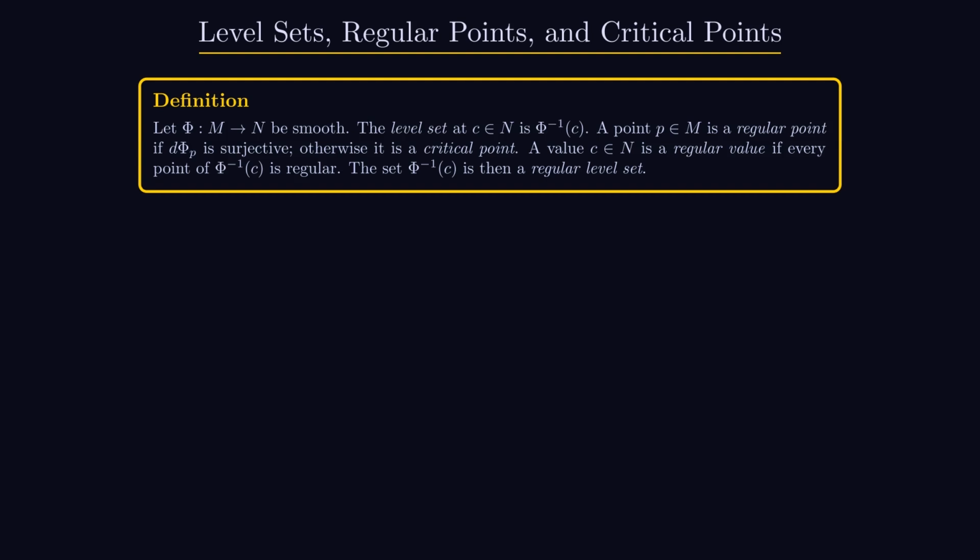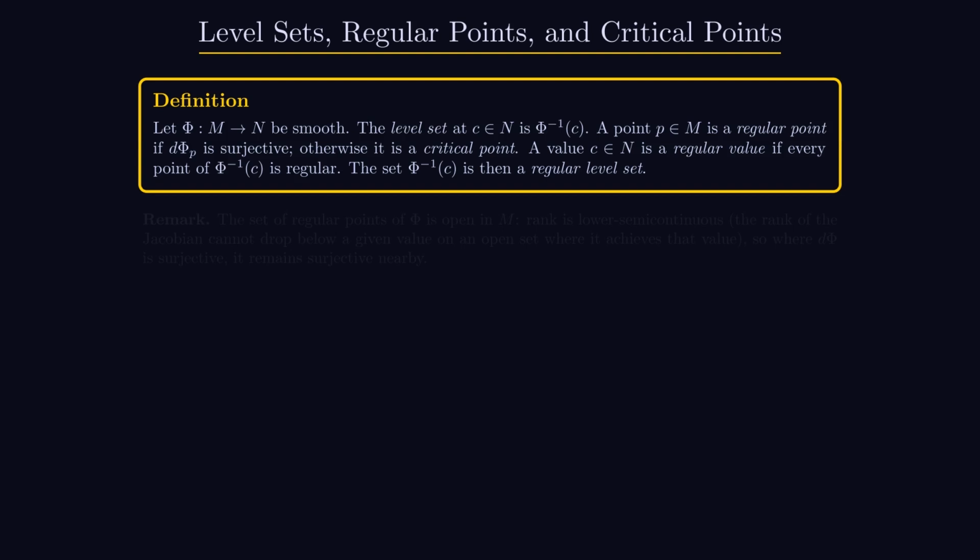A value C is a regular value if every point of its preimage is a regular point. The surjectivity condition holds throughout the level set. If the preimage is empty, C is vacuously a regular value. The set of regular points is open in M. The reason is that rank is lower semi-continuous. The rank of the Jacobian at P is determined by the size of the largest non-zero minor.